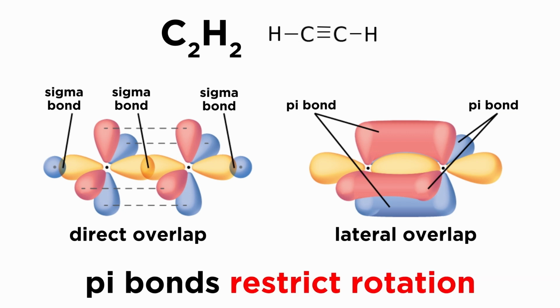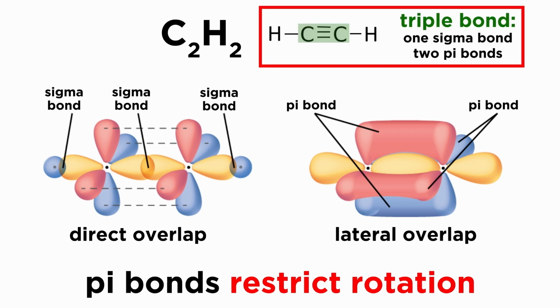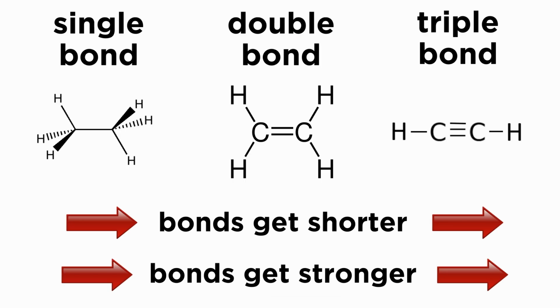Again, rotation will be restricted due to the pi bonds, as disruption of the lateral overlap would disrupt the pi bonds, and any triple bond will necessarily involve 1 sigma bond and 2 pi bonds, as shown here. As we might expect, triple bonds are even shorter and stronger than double bonds, which, as we already learned, are shorter and stronger than single bonds.